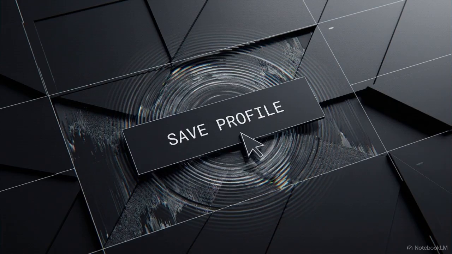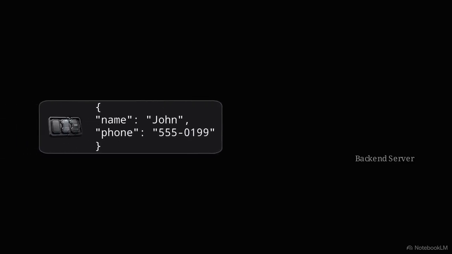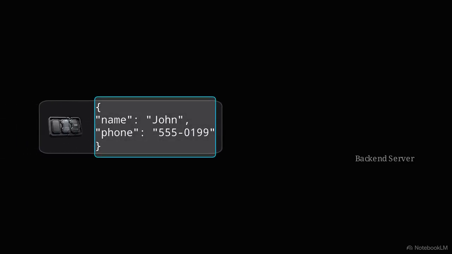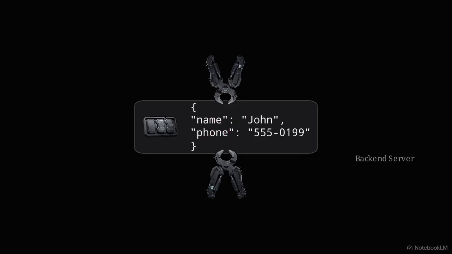Consider a user initiating a routine action, like clicking Save Profile. If we freeze time the moment they click, we can examine the exact data packet leaving their browser. This is a raw JSON data packet. It contains basic variables formatting a user's name and a phone number. Using an interception proxy, an attacker can catch and hold this data packet mid-transit before it reaches the backend server.